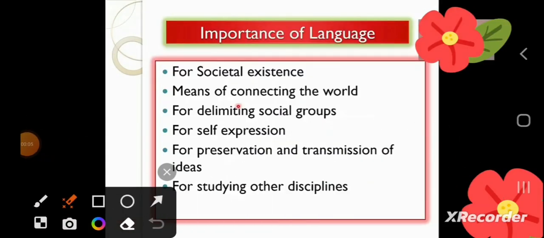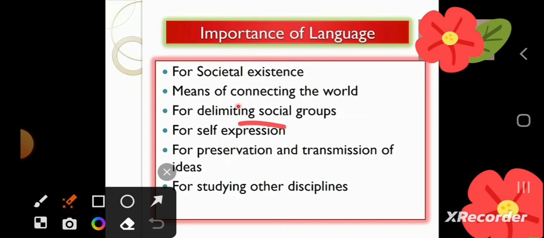Importance of language for societal existence. Means of connecting the world. For delimiting social groups. Language helps define and distinguish social groups. It can reflect shared identities and cultural heritage, marking membership in specific communities.